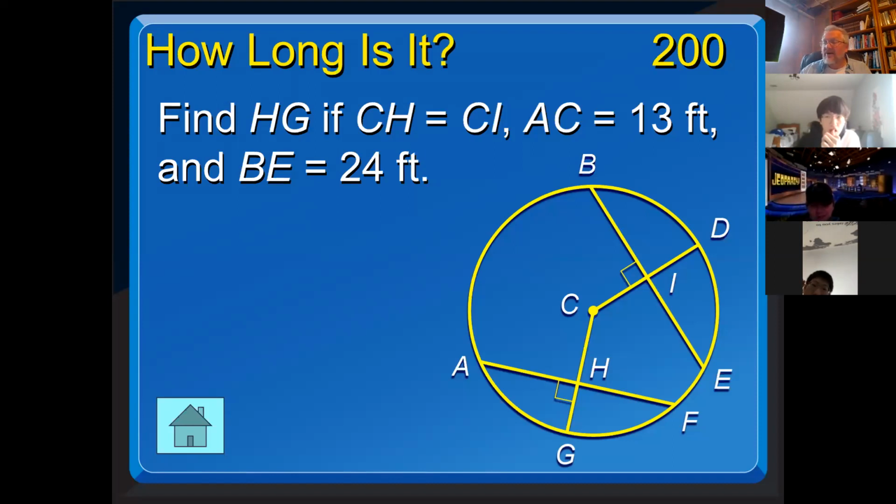I'll give you 10 seconds. 8 feet. That is correct, Harry. So how did you get it? You had AC was your hypotenuse of 13 feet, right? AH was 12 feet. So 13, 12, that means CH is 5. So you subtract 5 from 13, that gives you 8.